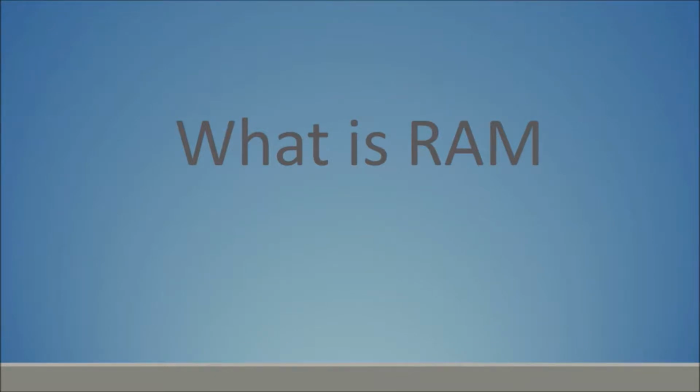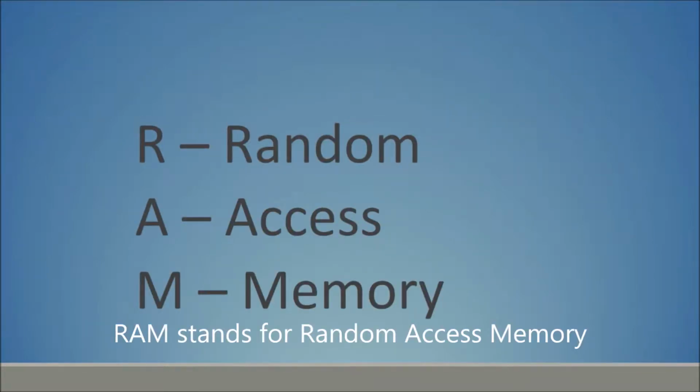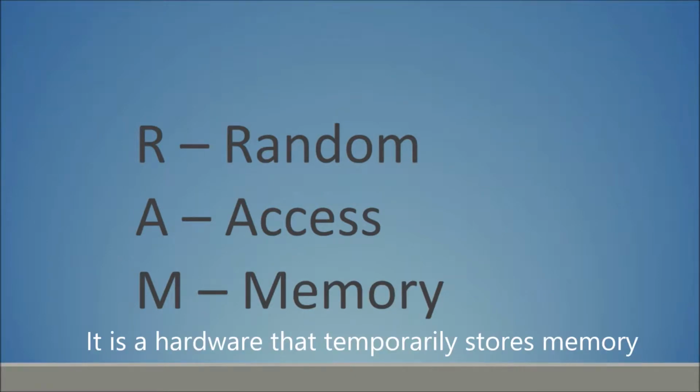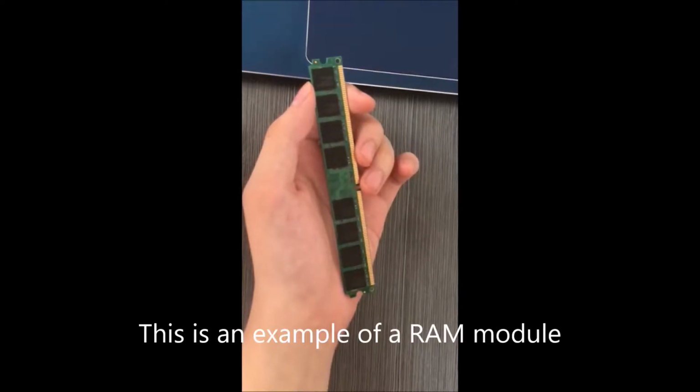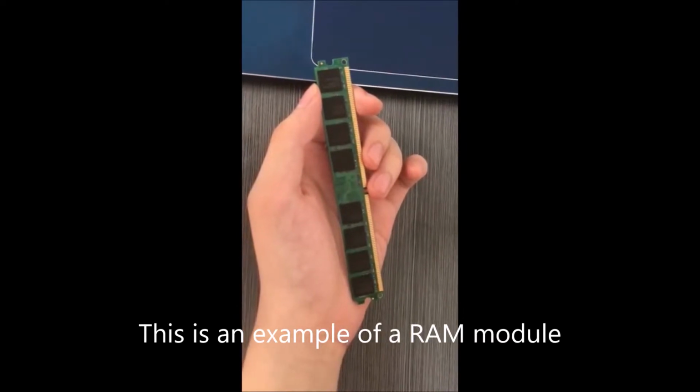What is RAM? RAM stands for Random Access Memory, and it is a physical hardware that temporarily stores data. It is installed in a memory module slot on the motherboard. This is an example of a RAM module.